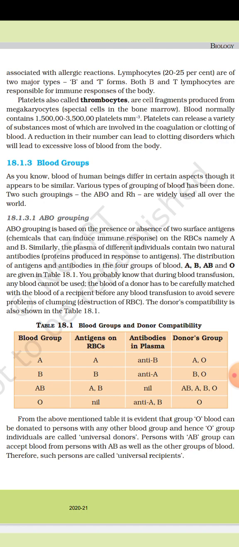You probably know that during blood transfusion, any blood cannot be used. The blood of the donor has to be carefully matched with the blood of the recipient before any blood transfusion to avoid the severe problem of clumping and destruction of RBC.